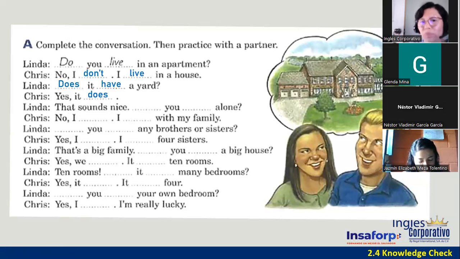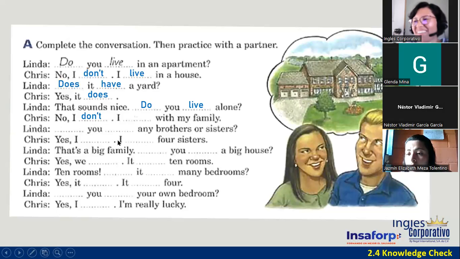Okay. Now, ¿cómo le pregunto? ¿Vive solo? How do I ask that? Ajá, muy bien. Por ahí escuché la respuesta correcta. Do you live alone? Right? Do you live alone? No. No what? I don't. No, I don't. Don't. Very good. I live, right? I live with my family. Next question. Do you have any brothers or sisters?